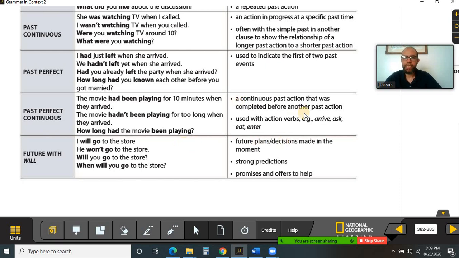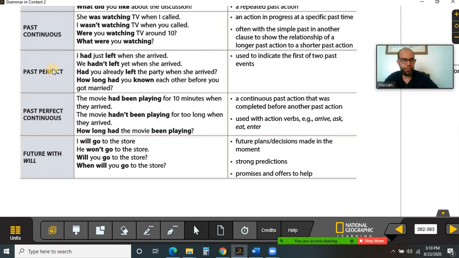Usage: a continuous past action that was completed before another past action. Used with action verbs, for example, arrive, ask, eat, and enter. So we use the past perfect continuous to talk about an action that was in progress before another past action.